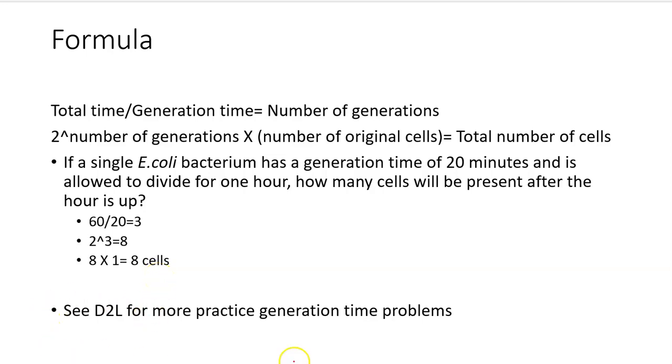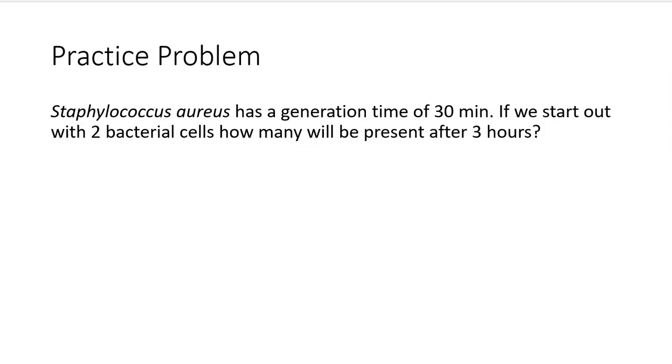Now there are some additional problems for you to review in D2L. They do have the answers worked out, so try to make sure that you can do them on your own first, and then you can cross-check to make sure that you got it correct. But to look at a few examples right now, Staphylococcus aureus has a generation time of 30 minutes, so that's our first important piece of information. If we start out with 2 bacterial cells, how many will be present after 3 hours?